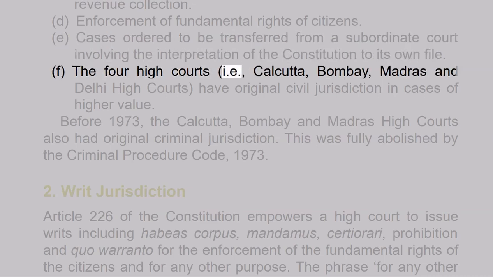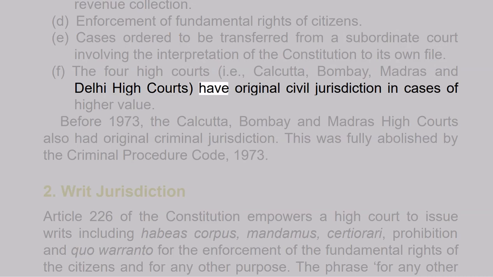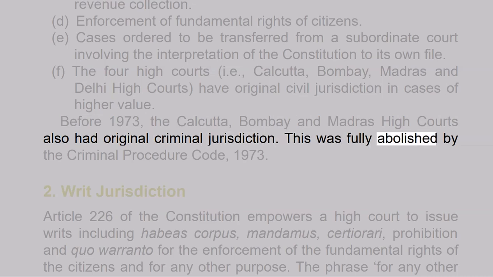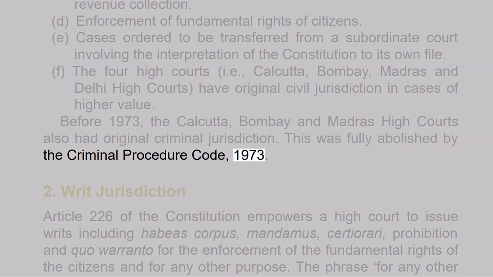f. The four High Courts, i.e., Calcutta, Bombay, Madras and Delhi High Courts, have original civil jurisdiction in cases of higher value. Before 1973, the Calcutta, Bombay and Madras High Courts also had original criminal jurisdiction. This was fully abolished by the Criminal Procedure Code, 1973.